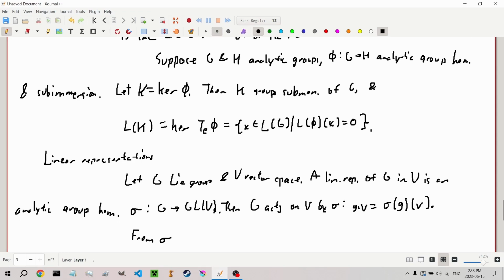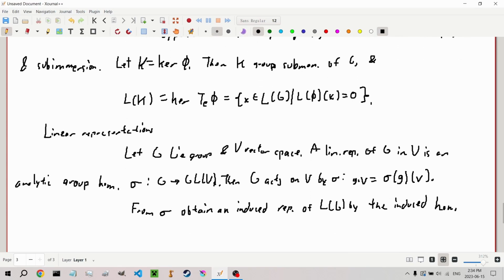From sigma, we obtain an induced representation of L of G by the induced homomorphism sigma bar from L of G to the endomorphisms of V of Lie algebras.